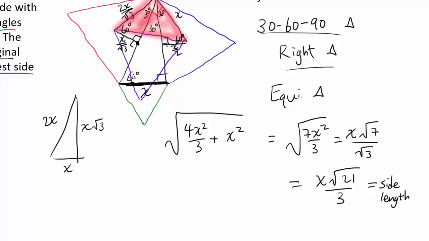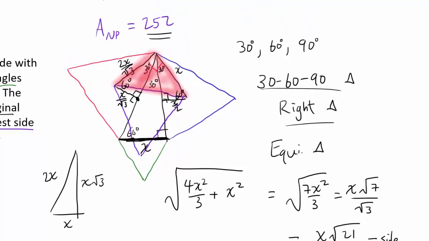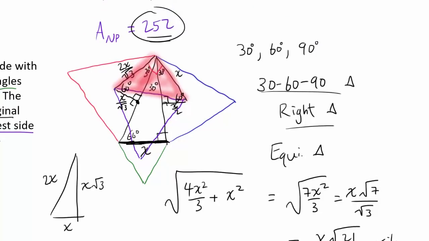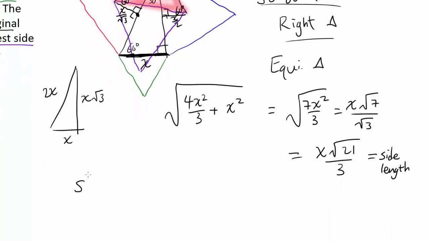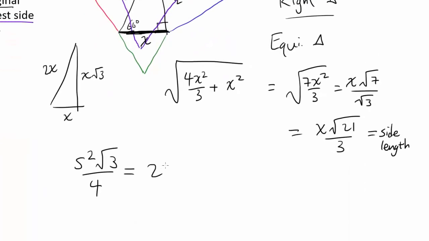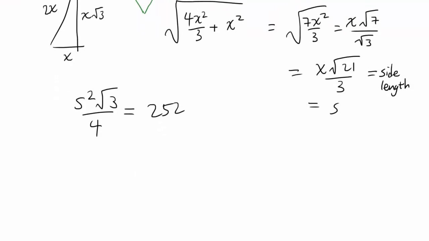And we know outer Napoleon triangle is equilateral, and we know the area of it is 252. And we know area of equilateral triangle is side squared times square root of 3 over 4. So it's telling us that this thing is equal to 252. And of course, x times square root of 21 over 3 is s. So squaring that gets us x squared times 21 over 9. And we want to multiply this by square root of 3 over 4. And we are going to get 252, and we simply have to find x to get the shortest side.